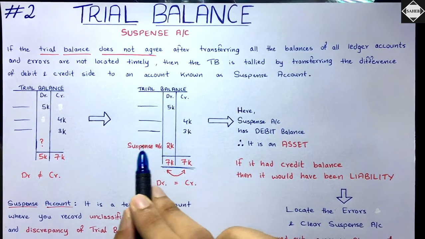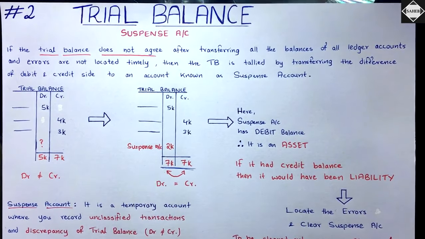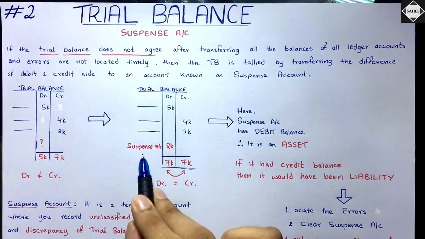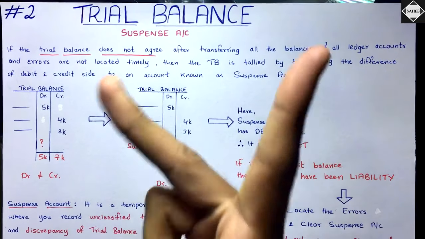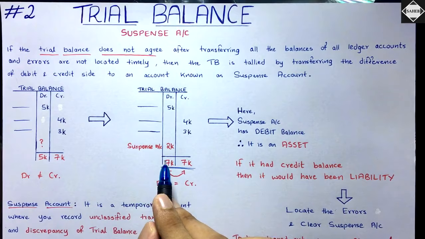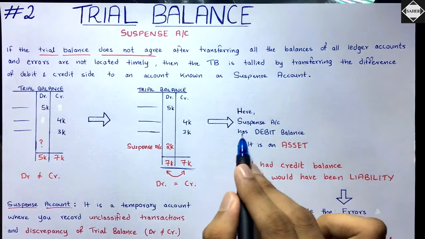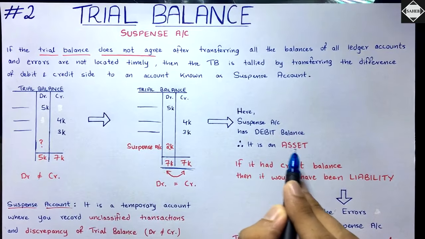Okay. So now this suspense account, I have to tell you one thing regarding this. See here, this suspense account can have a debit balance. It can also have a credit balance. Right now in this example, it has a debit balance of 2,000. It's on the debit side, the shortfall. So here the suspense account has a debit balance. Therefore, it is an asset.